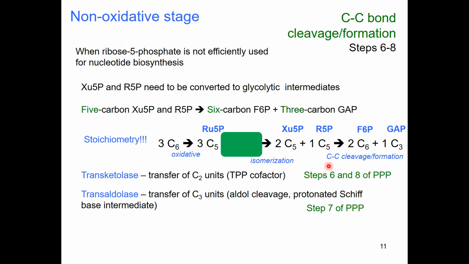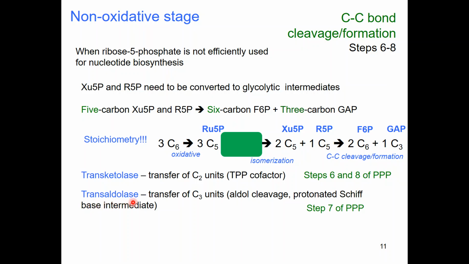that will be C-C bond cleavage and formation. Transketolase and transaldolase catalyze those reactions required for steps 6, 7, and 8. Transketolase transfers 2-carbon units, and it requires the TPP cofactor, as we will see on the next slide. It will catalyze 2 of the remaining 3 steps of the non-oxidative stage, steps 6 and 8.